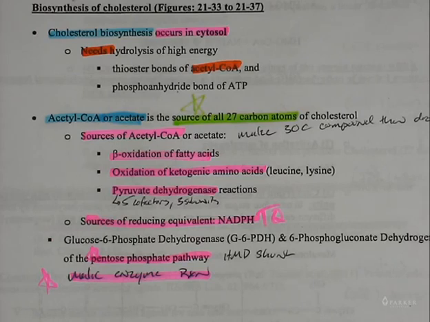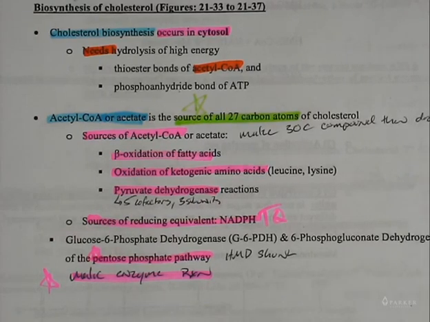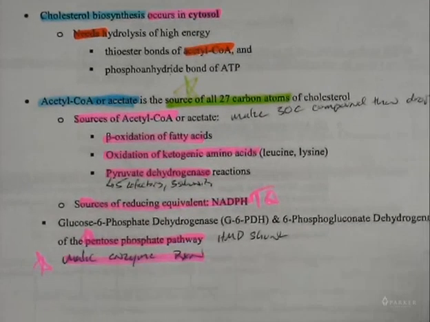So we need sources of NADPH. What are the two sources of NADPH? PPP, aka HMP shunt, and what did we learn last week? The malic enzyme reaction, which is taking that OAA back into the mitochondria. Good, nice job, guys. So two sources of NADPH, the pentose phosphate pathway, or HMP shunt, and the malic enzyme reaction, which we taught you last week.